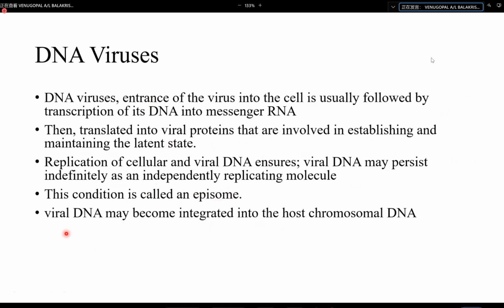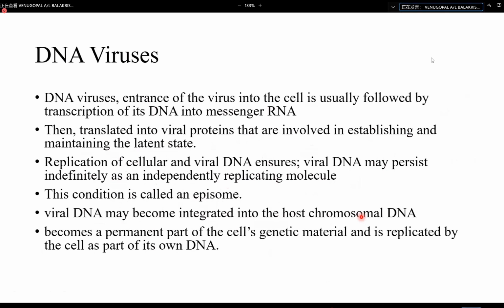And then viral DNA may become integrated into the host chromosomal DNA. From here, it integrates into the host chromosomal DNA and becomes a permanent part of the cell's genetic material, and is replicated by the cell as part of its own DNA. This happens after the episome is integrated into the host.